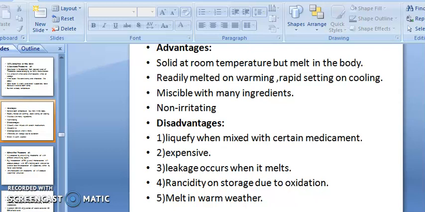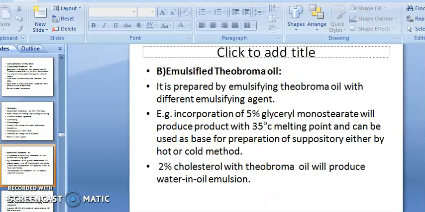It melts in warm weather, which is a disadvantage. Whenever the weather is warm, it melts. Then the next base is emulsified theobroma oil. It is prepared by emulsifying theobroma oil with different emulsifying agents. When we use theobroma oil plus an emulsifying agent, we get emulsified theobroma oil.